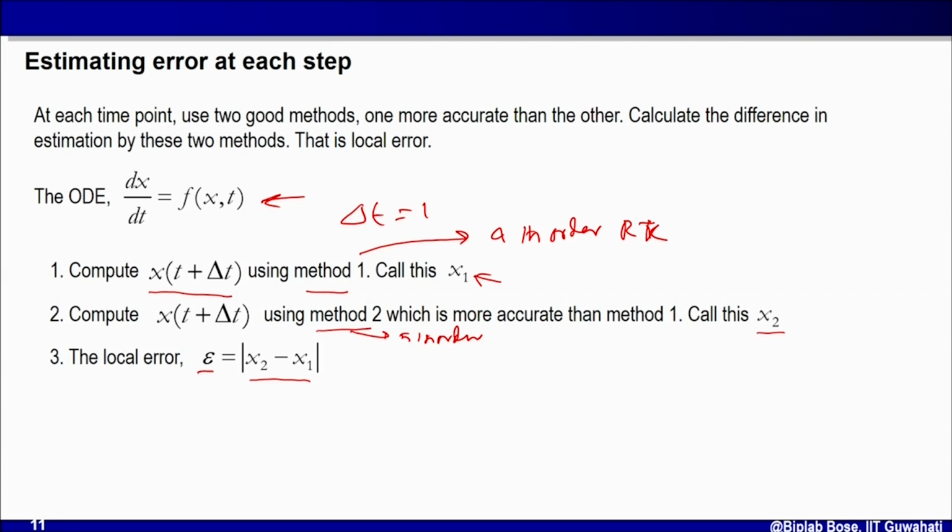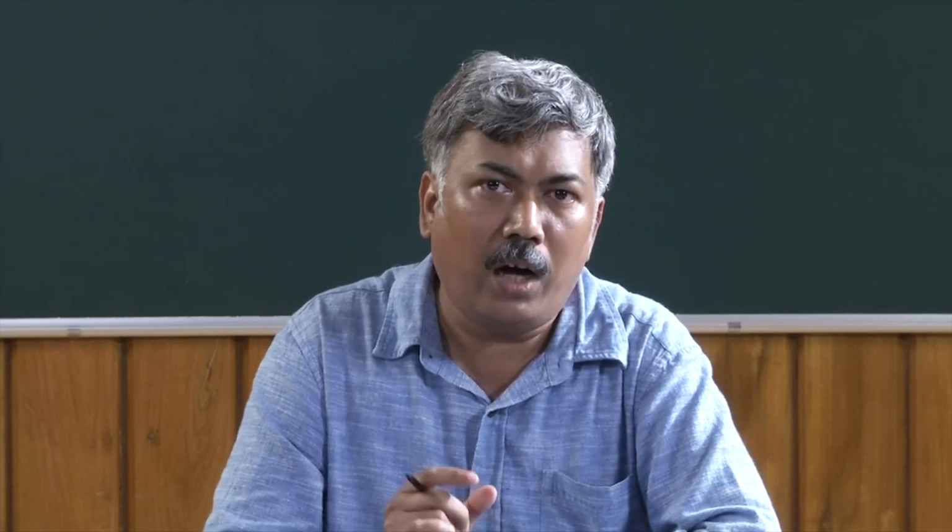So once I have calculated the error, now I do some test. As a user of this algorithm, I decide beforehand how much error I will tolerate. So I have decided an upper limit of tolerance and a lower limit of tolerance. Suppose I decide the error should not be bigger than 10 to the power minus 6 and it should be in the range of 10 to the power minus 8 to 10 to the power minus 6. So this is my tolerance limit.